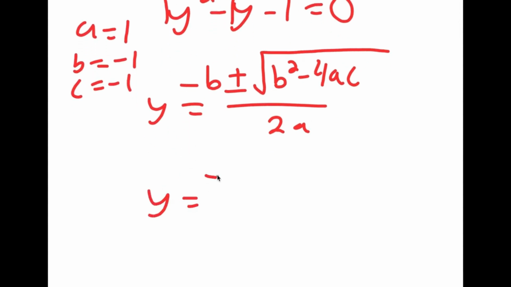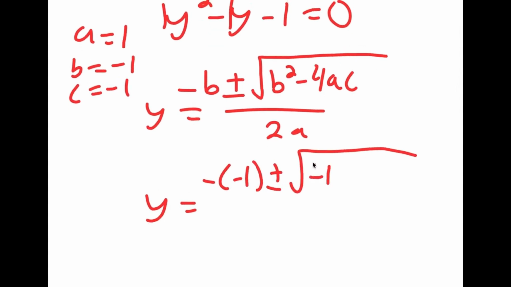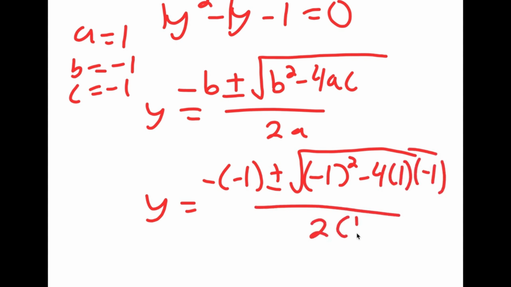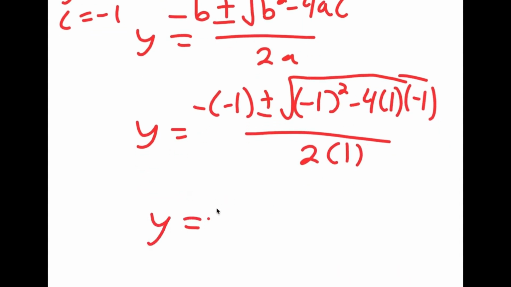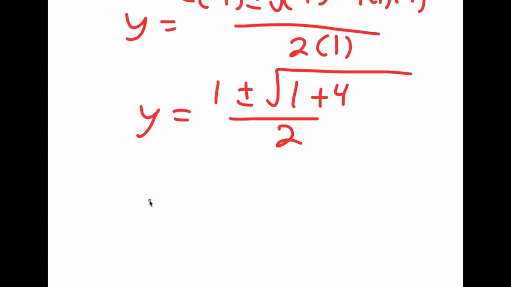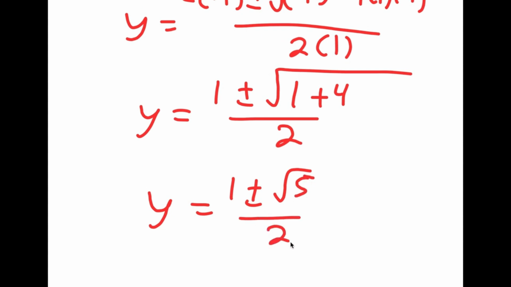So I get y is equal to negative of negative 1 plus or minus the square root of b squared, which is negative 1 squared, minus 4 times a times c, which is negative 1, all over 2a, so 2 times 1. This is equal to 1 plus or minus the square root of negative 1 squared, which is 1, minus 4 times 1 times negative 1, which is plus 4, all over 2, which is equal to 1 plus or minus the square root of 5 over 2.